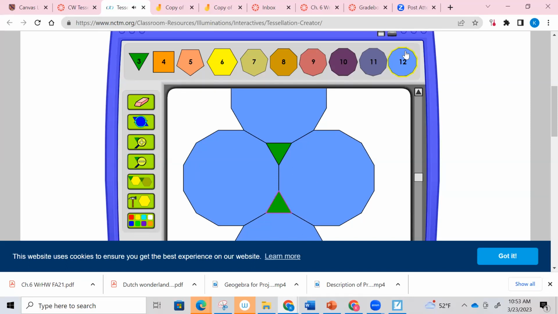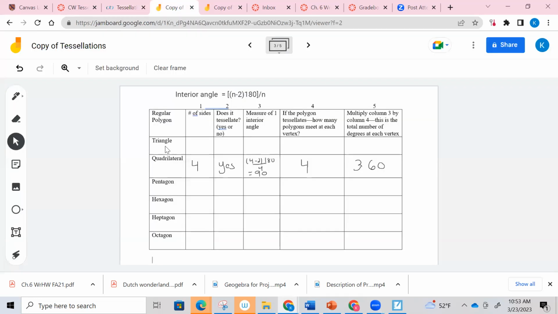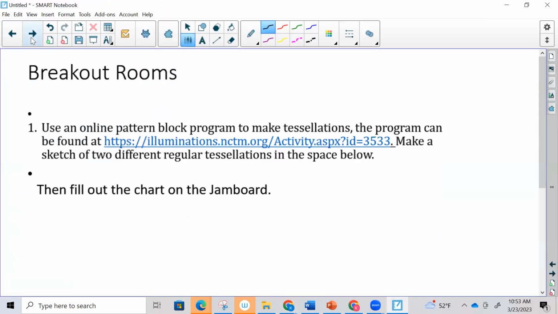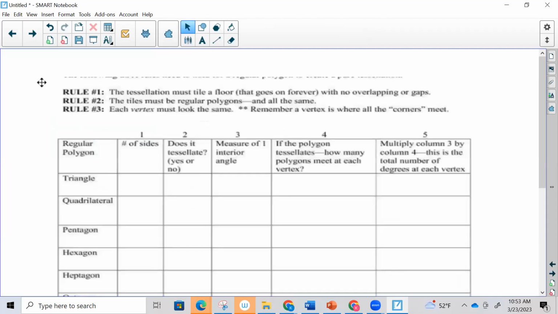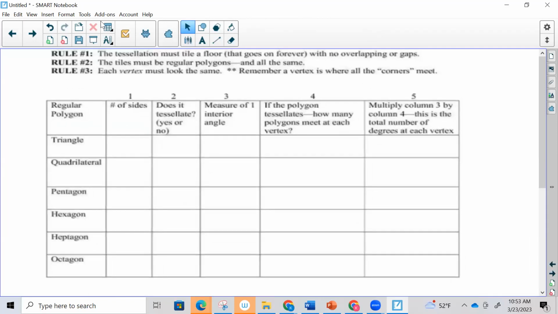But again, the decagon by itself does not tessellate. I have a gap of a triangle between them. So you're going to use this figure and you are going to do a triangle, a pentagon, a hexagon, a heptagon, an octagon, and see which ones you can get to tessellate. And then you're going to fill out this chart. This chart is to help you see the pattern of how you can figure out if something tessellates or not. So you're going to fill in the number of sides.